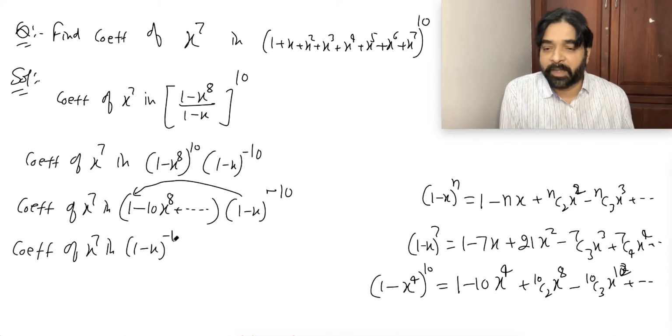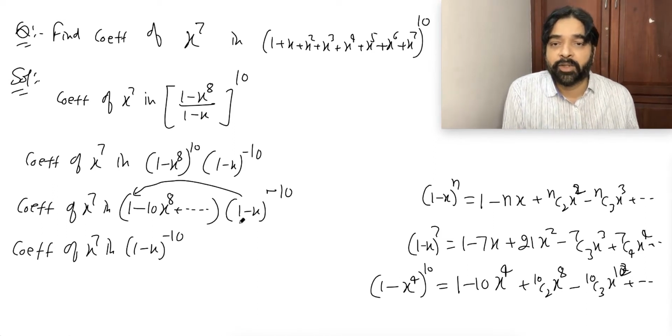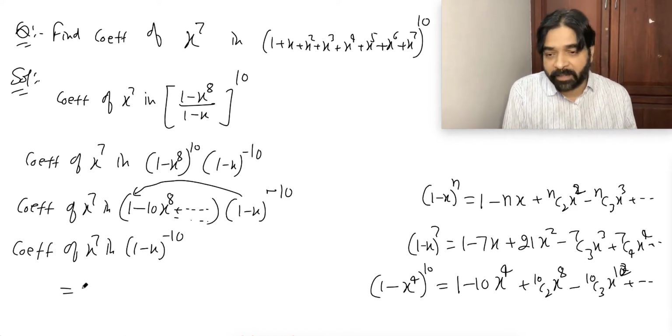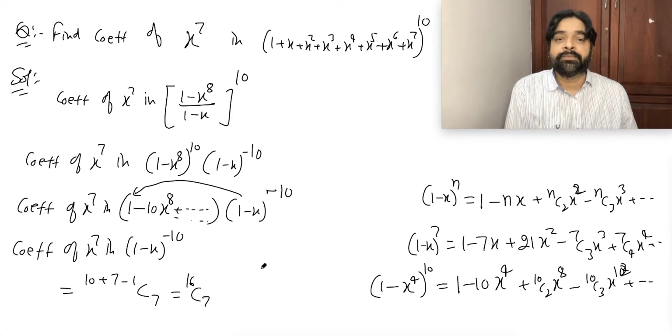1 minus x power, yes, that will come. But when this is multiplied here, the x power 8 will be outside. So this has to give x power minus 1 coefficient, which is impossible. Understood? So this will not give you the x power 7 coefficient, so further terms also will not give you. So this is the only one, and that answer will be what? 10 plus 7 minus 1, C7, or you can say 17 minus 1, 16, C7. This is the answer. How many have you got it?